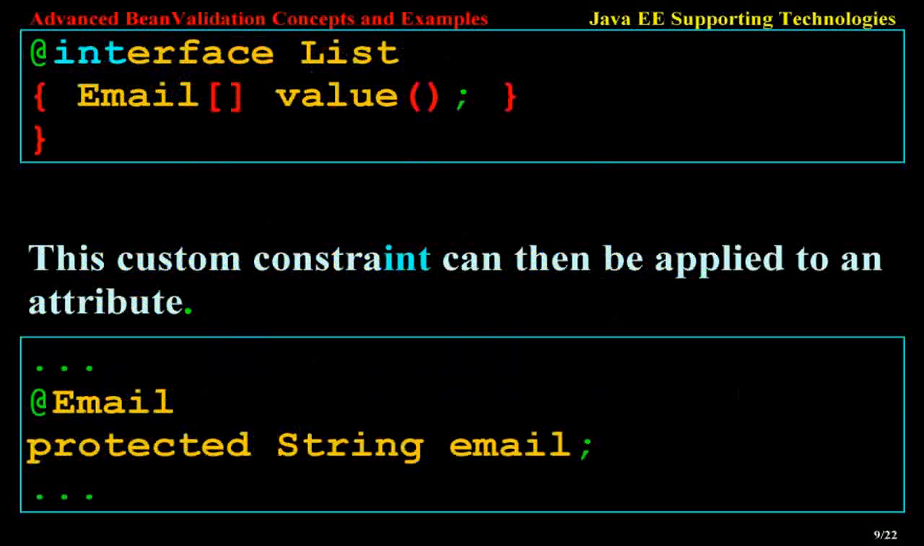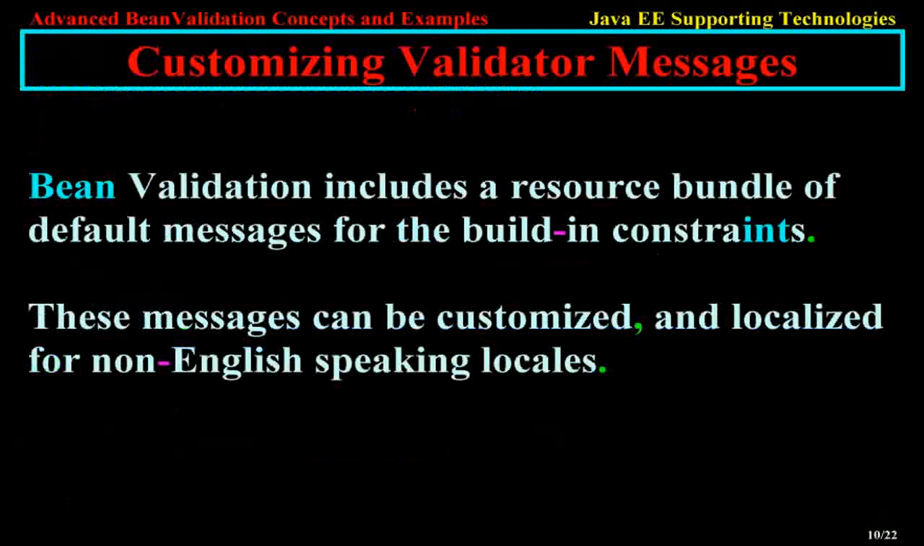@interface List, Email value. This custom constraint can then be applied to an attribute: @Email protected String email. Customizing validator messages. Bean Validation includes a resource bundle of default messages for the built-in constraints. These messages can be customized and localized for non-English speaking locales.